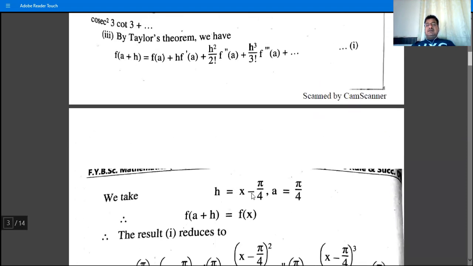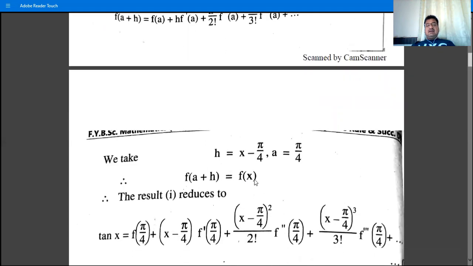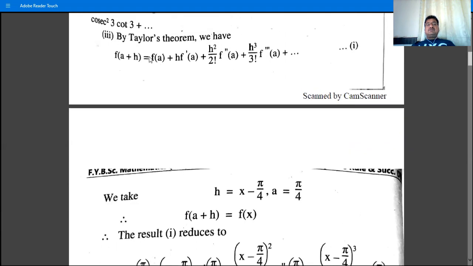So compare this h as x minus pi by 4 with x minus a. So a is pi by 4. And f of a plus h means f x. A plus h means x, and so it is equal to tan x. F x is tan x. And then result 1 becomes: f of a plus h means f x is tan x.